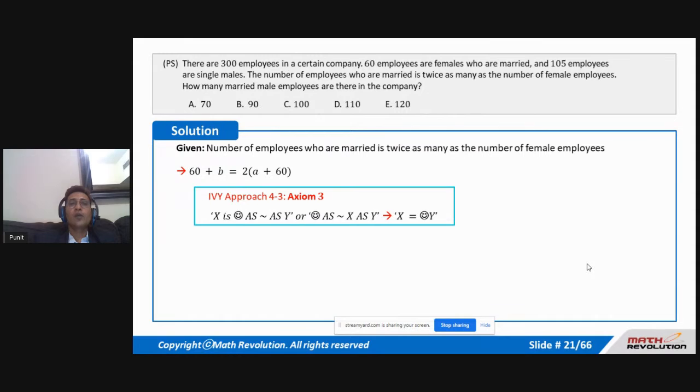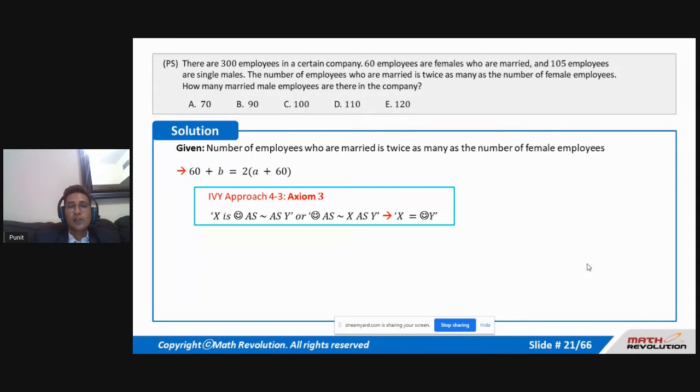Now we have been given a condition here. The number of employees who are married is twice as many as the number of female employees. Over here, we have IV approach axiom 3. X is something as Y, or something as Y is X. In that scenario, if you have trouble equating it, it is always X equals something times Y.